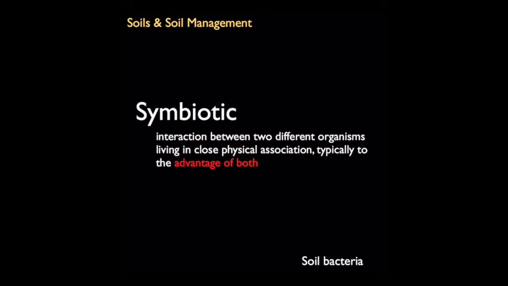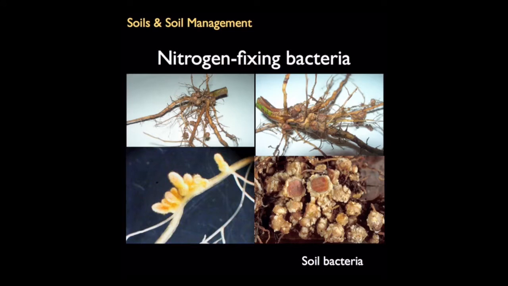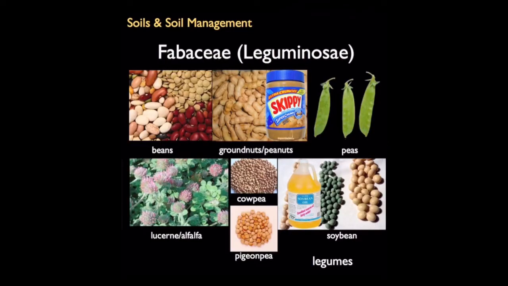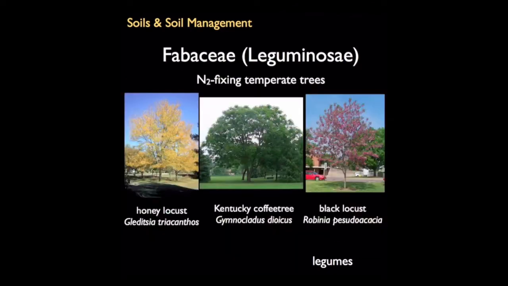In a symbiotic relationship, both organisms benefit from each other. Many plants in the legume family, the Fabaceae, have root nodules that contain symbiotic nitrogen-fixing bacteria belonging to the genus Rhizobium, or one of its relatives. The legume family includes many important agronomic crops, such as beans, peanuts, alfalfa, soybeans, as well as some important trees commonly used in Midwestern USA landscapes, such as the honey locust and the Kentucky coffee tree.